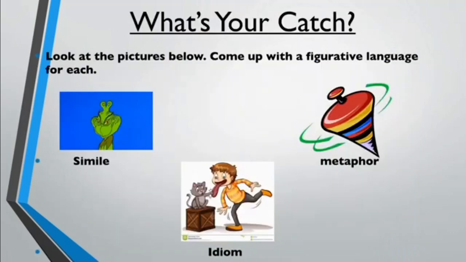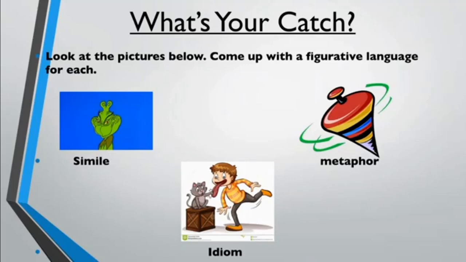So, what's your catch? You're going to look at the pictures below. Come up with a figurative language for each one. The first picture is a picture of a Grinch. You're going to come up with a simile. The second picture is a picture of a spinning top. You're going to come up with a metaphor. And the last picture is the picture of a cat with a boy and he's holding his tongue, which is an idiom. You're going to come up with an idiom for that. Pause the video, give yourself a few seconds, write down your 3 figurative language statements, and then you're going to share them.